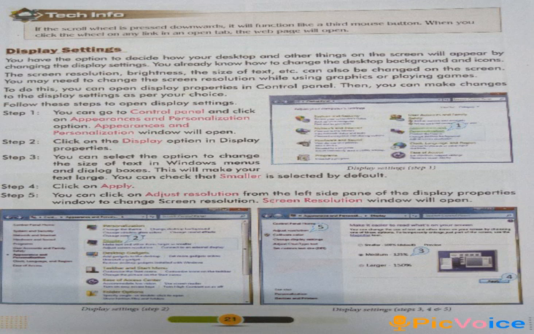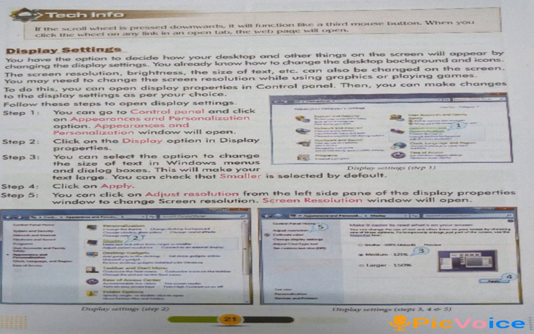My dear students, let us know more about display setting. Display setting options is to decide how the desktop and other things on the screen will appear by changing the display settings. Then how to change the desktop background and icons.